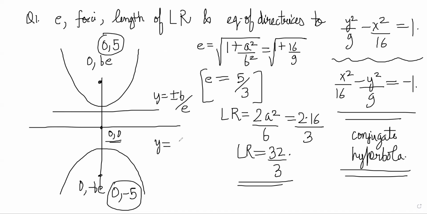Y is equal to plus minus b by e would be what? 3 by 5 by 3. So plus minus 9 by 5. That becomes the equations of the directrices, right? So this type of question you need to be very comfortable with doing. Let's look at another problem.